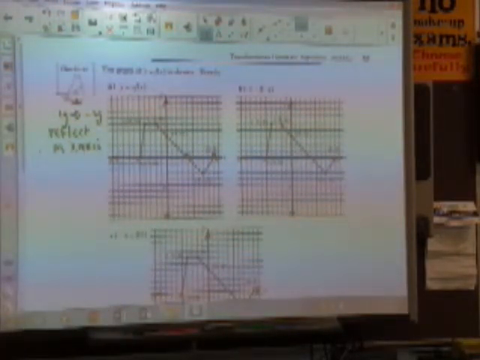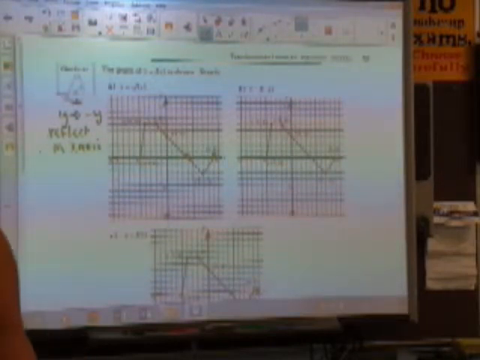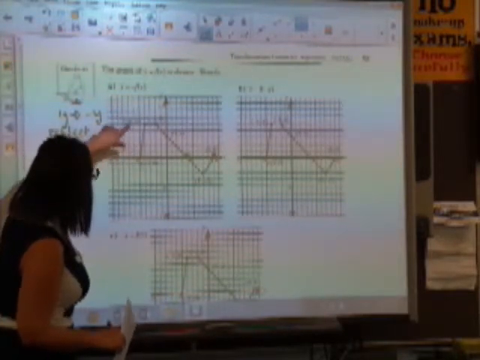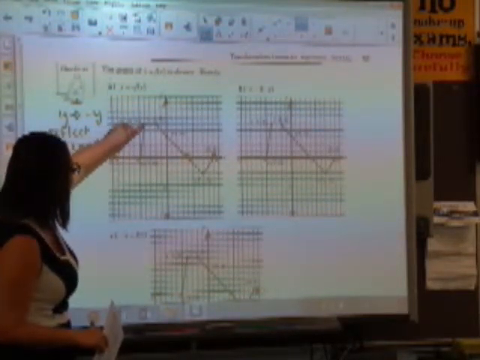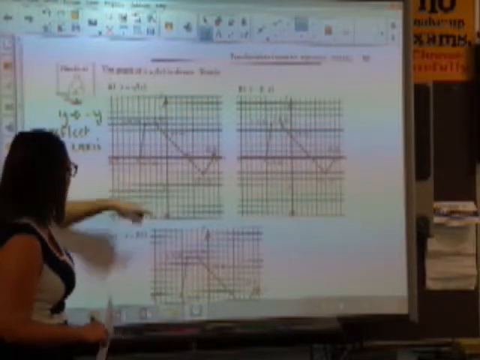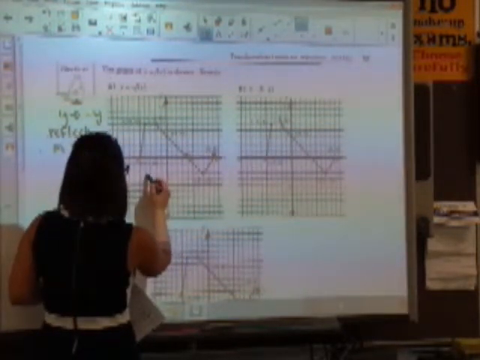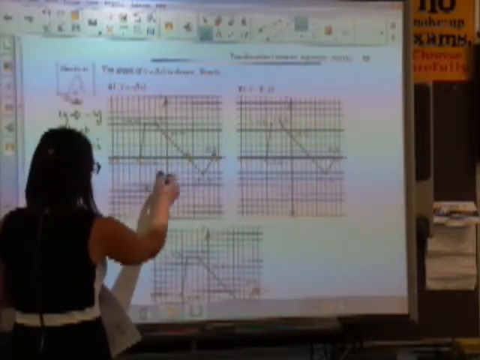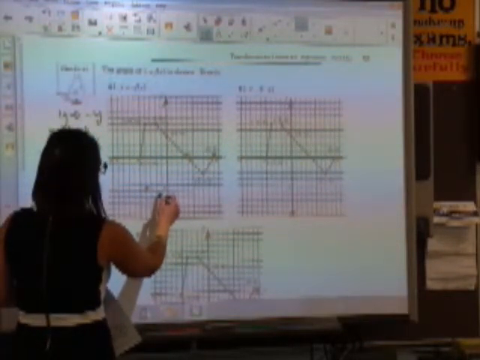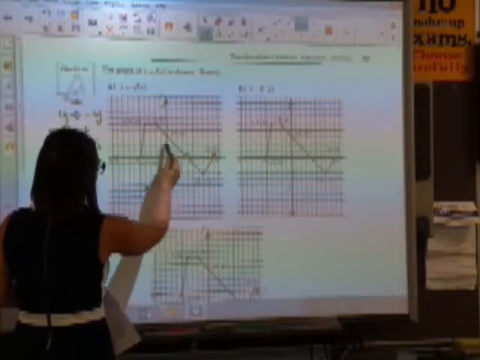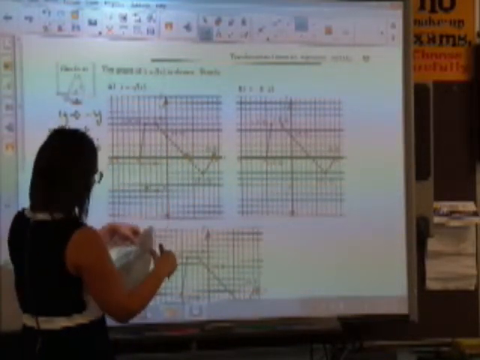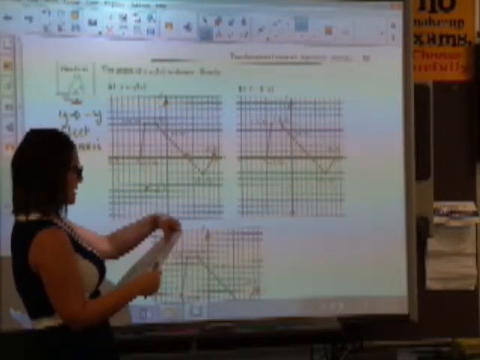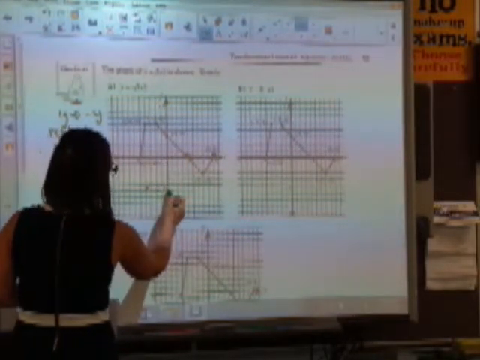Because my y-coordinate was equal to 0, and when I reflect a 0, I still get a 0. So when I reflect this coordinate here of negative 4 and positive 6, it's going to become negative 4 and negative 6. Negative 2 and 6 becomes negative 2 and negative 6. This one right here, 0 and 4, becomes 0 and negative 4.